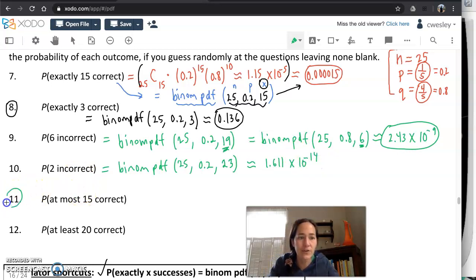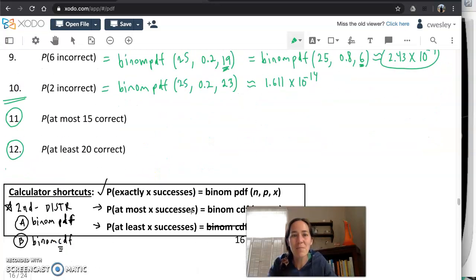And now I want to circle 11 and 12, the last phase of this. 11 and 12 are speaking of more than one case: at most 15 correct and at least 20 correct. I want to think about this situation in 11. At most 15 correct. What cases are we adding up here?